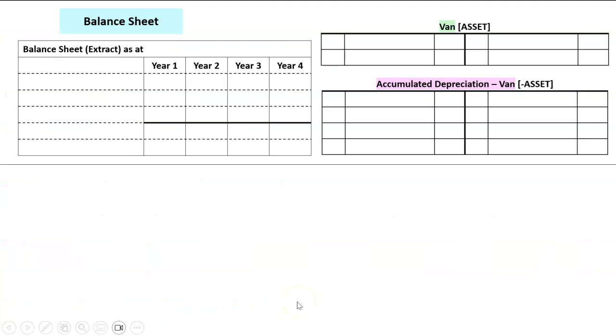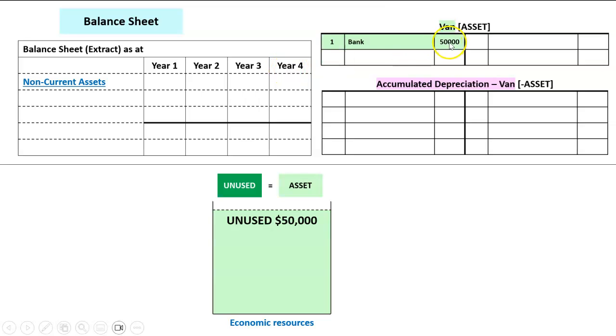So just using our example, what would that look like? Well, we've got a van ledger here. So we'll do our balance sheet extract. So we're just going to do the non-current asset section. I'm just going to do it for year 1, year 2, year 3, year 4. All right, so we bought a van. So when we bought a van, that was $50,000 of unused economic resources. So that would go here, and we'll just write van. And we said we are never ever going to touch this van ledger. We're not going to increase it or decrease it. So we'll actually put $50,000 for the van every year. So the historical cost of the van doesn't change.